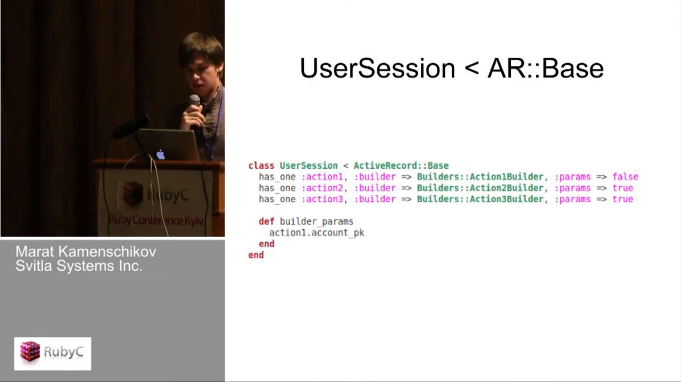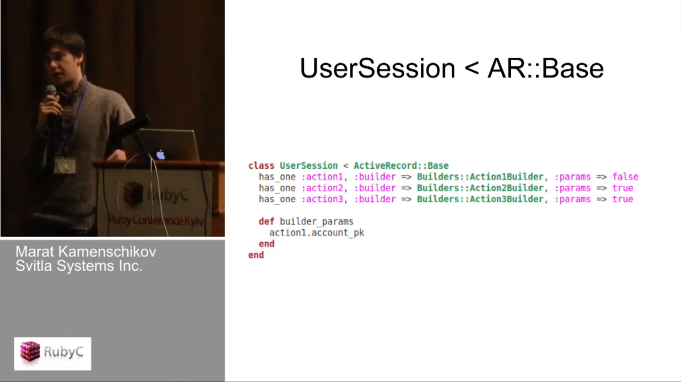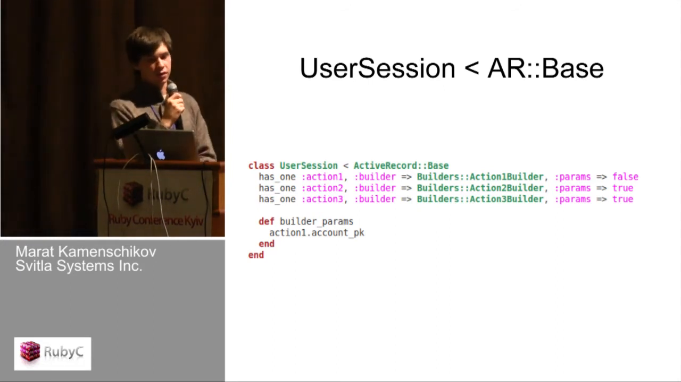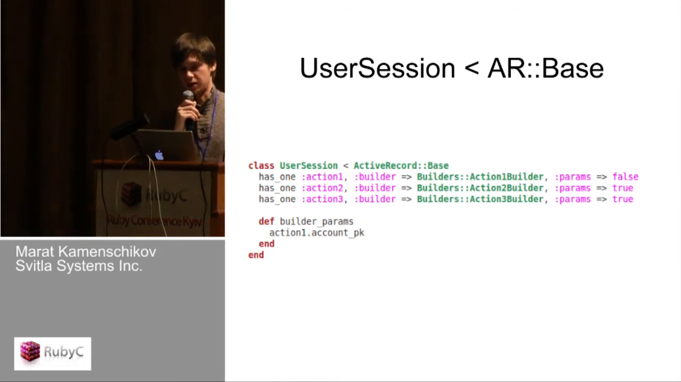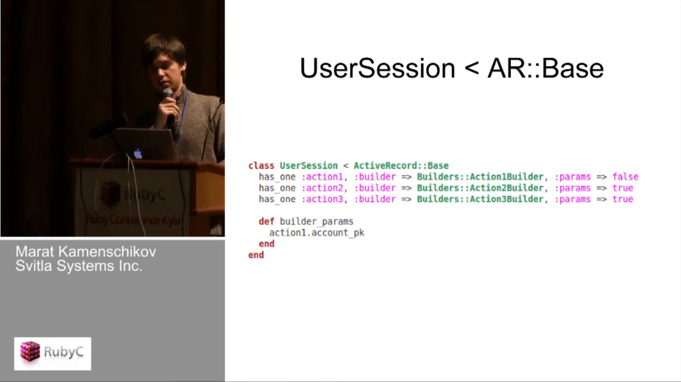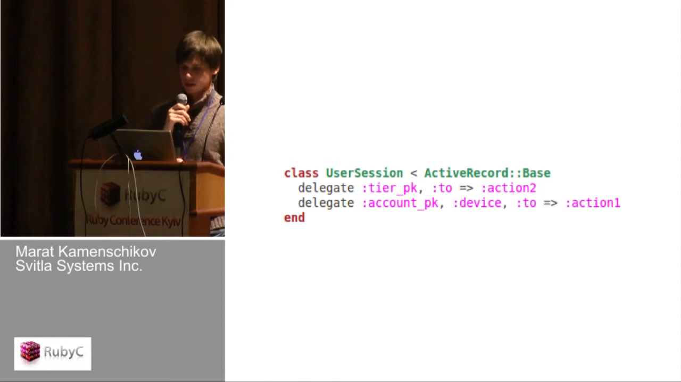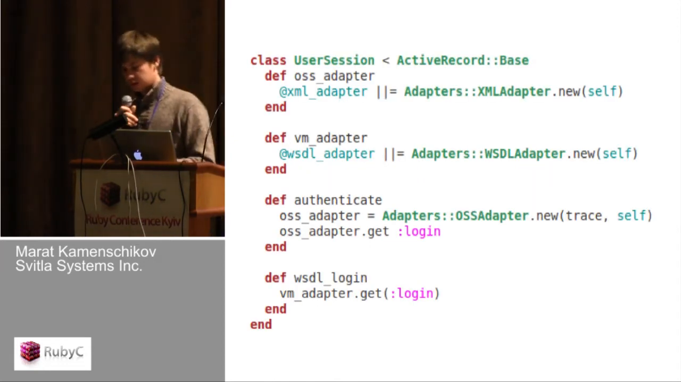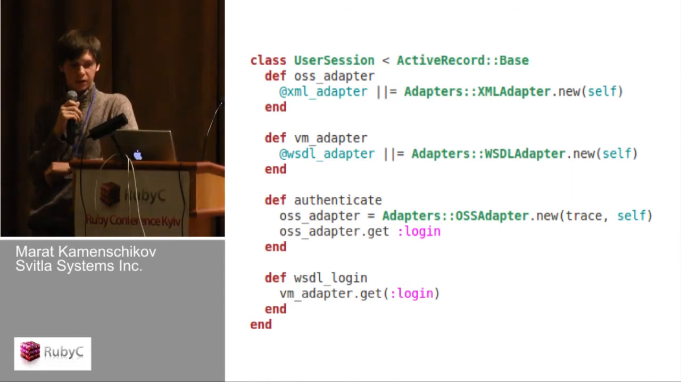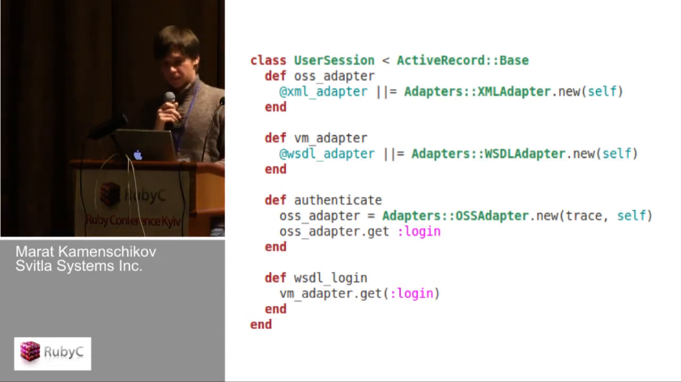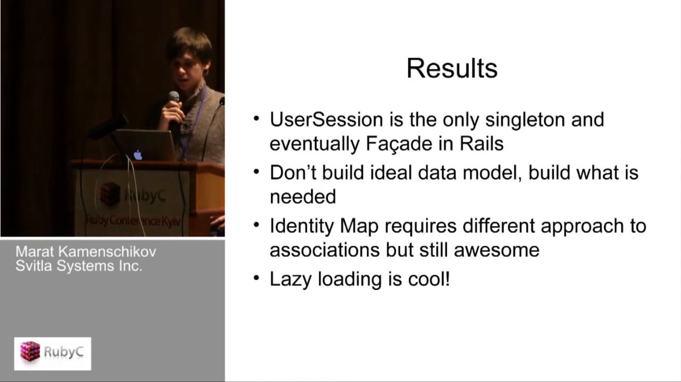And just for the end, I can show you that user session came out to be the best approach here. So we totally removed the connection adapter class, and we just created several extensions for the association collection, association proxy, and other Active Record classes, which allow us to lazy load the needed information and to build the needed objects on demand. So this is for building. This is again delegation like a proxy, and just user session methods which act like adapters to these different interfaces. So the result was that user session is the only singleton and facade in Rails.